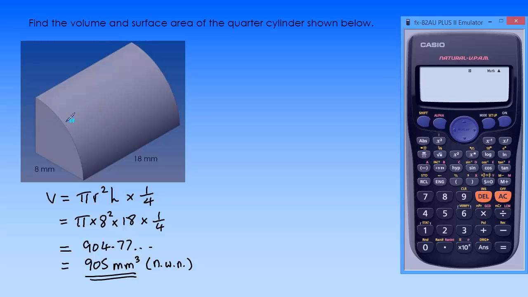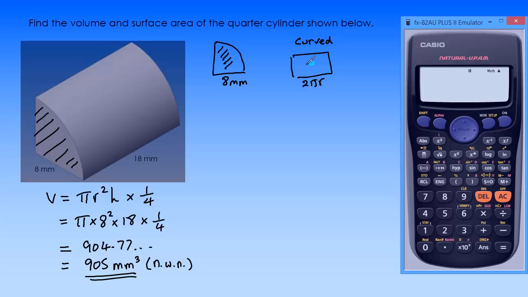Now for the surface area, let's think about what the shape is made up of. We've got a quarter circle at this end, and there'll be one at the other end as well. So those are quarter circles. The radius is 8. Then we've got the curved surface. And for the curved surface, let's imagine we've got a whole cylinder. We know that's 2 pi r and h, but then we're going to multiply that by a quarter because we've only got a quarter of that.